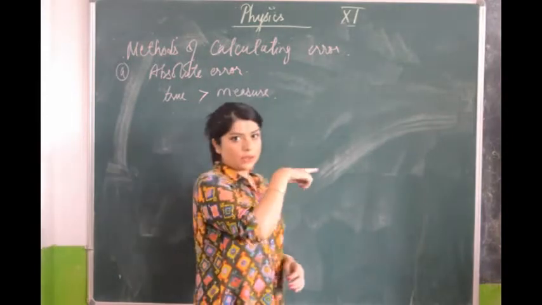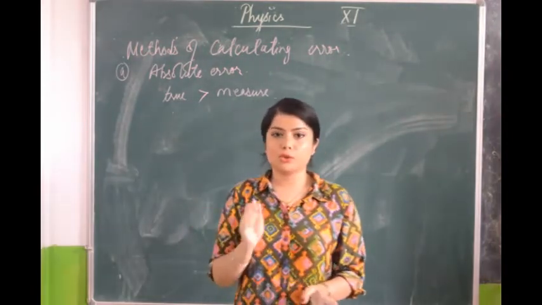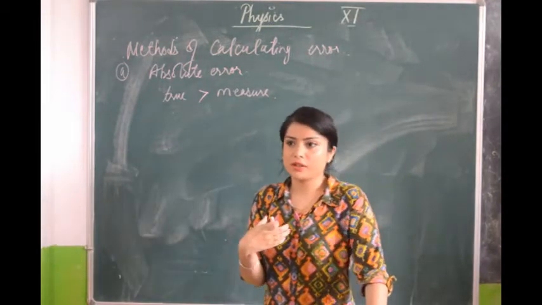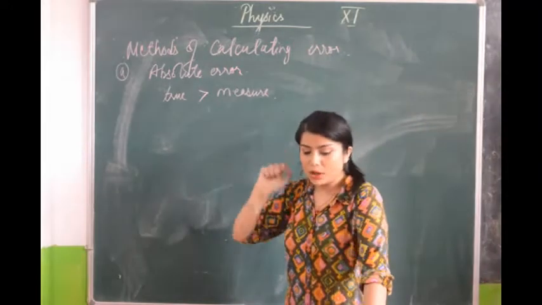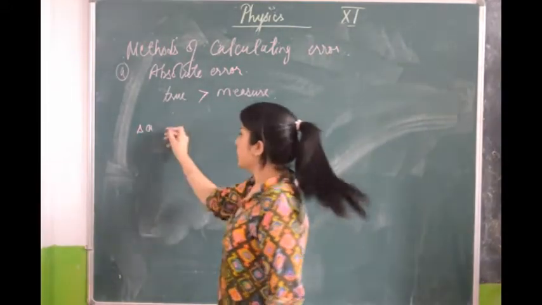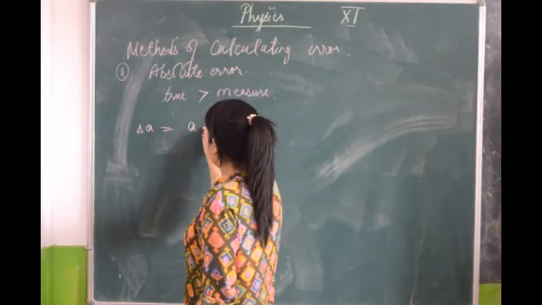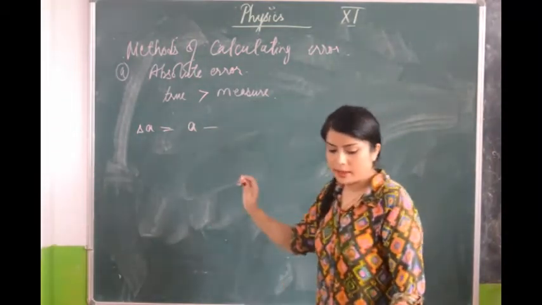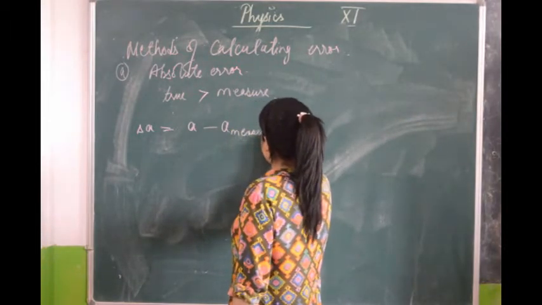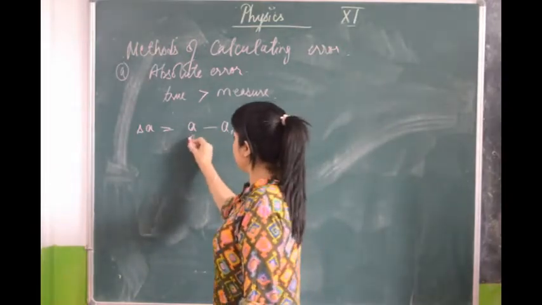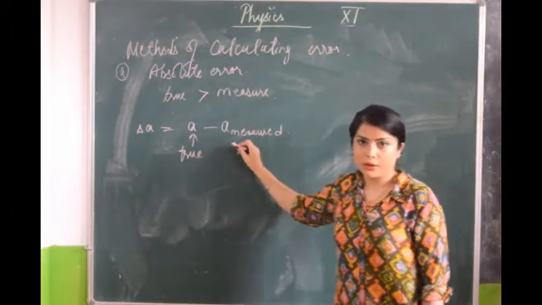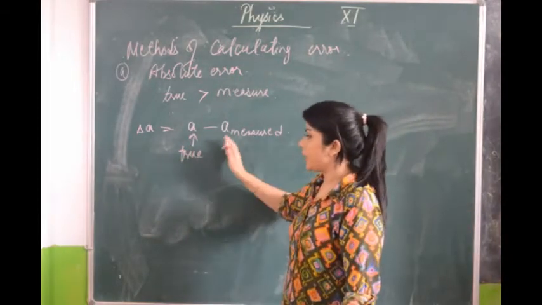In this example which I have given you just now, the true value was greater. It was 1.5. The value which I have calculated was somewhere around 1.47. So the true value is greater. The formula will be: absolute error, denoted by ΔA, is equal to A minus A measured. So this A represents the true value, and this is the measured value. It is true minus measured.